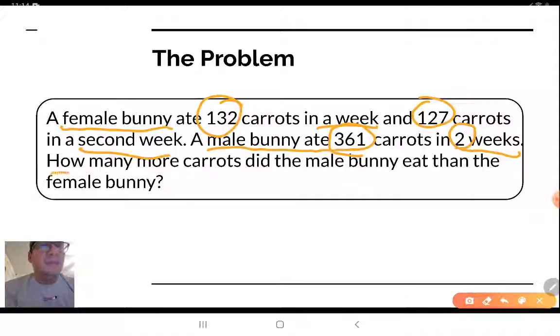How many more carrots did the male bunny eat than the female bunny? Then I'm doing now a comparison. You remember, when I'm doing a comparison, that only tells me I have to subtract, right? So I'm comparing the male bunny to the female bunny. What am I comparing? What they ate, right? So that's question number 2. Problem number 1, find out how many carrots did the female bunny eat. Problem number 2, find out the difference between what the female bunny ate and what the male bunny ate, right?